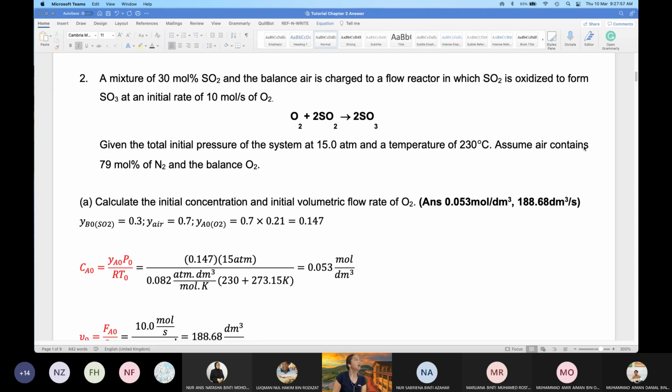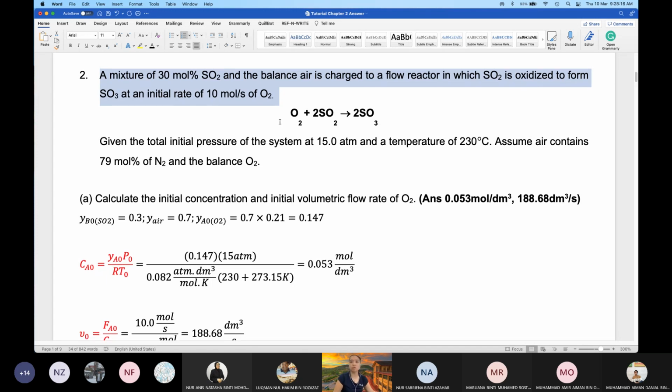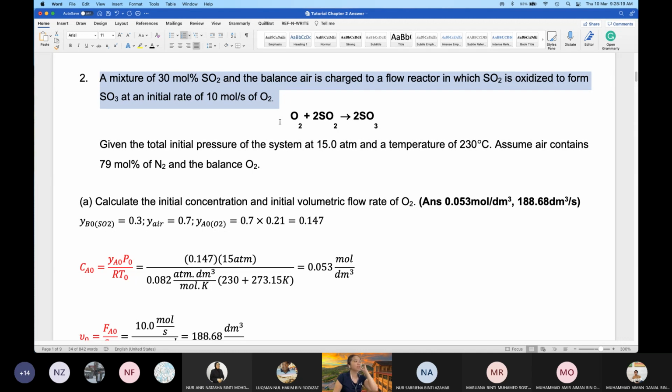The second question says, a mixture of 30 mole percent SO2 and the balanced air is charged to a flow reactor in which SO2 is oxidized to form SO3 at the initial rate of 10 mole per second of O2. So you see from the very first question, you have a few information you need to digest. So first information, dia kata initially, sebab dia kata charge to a flow reactor. Initially yang masuk dalam reactor tu consists of 30 mole percent SO2 dan balance dia air.